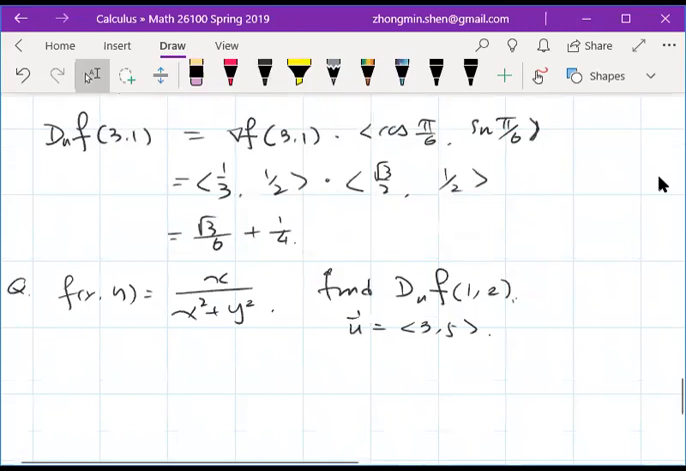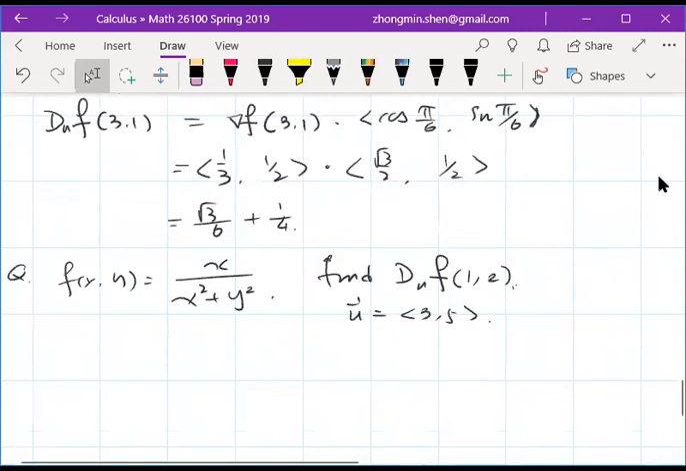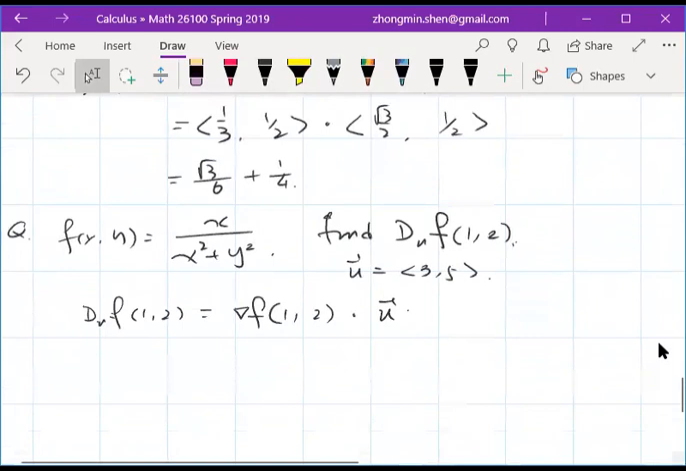All right, so let's do this problem. Okay, we just need to find the partial derivatives. It's better to write down the formula first before you do the computation. Okay, so this is the vector u.